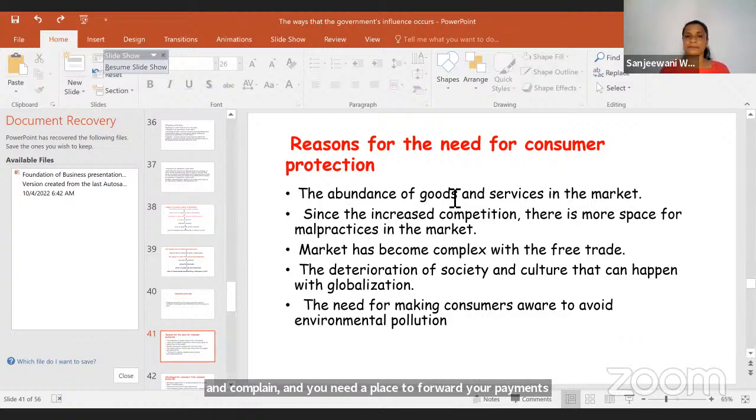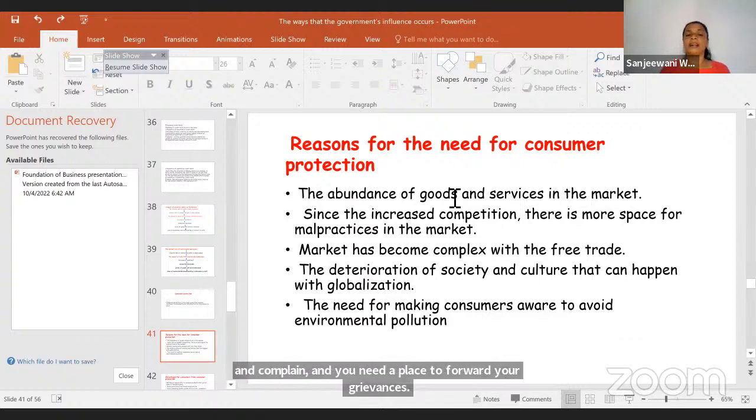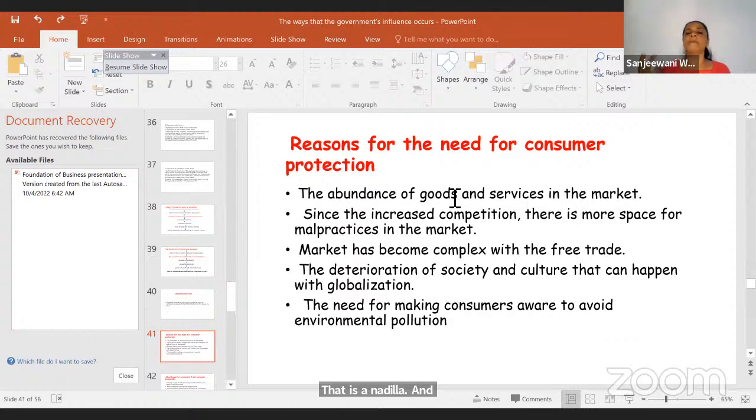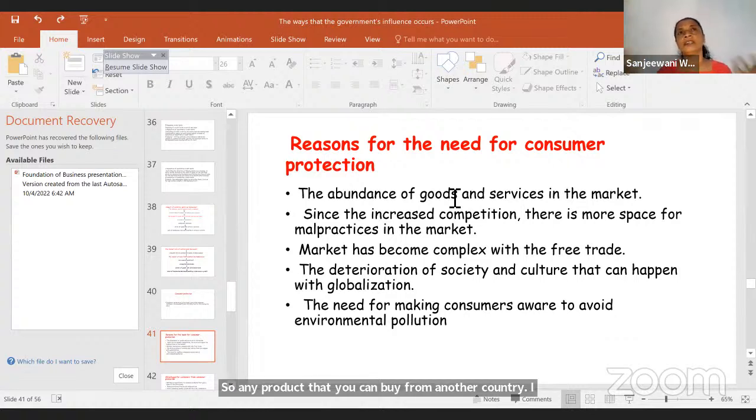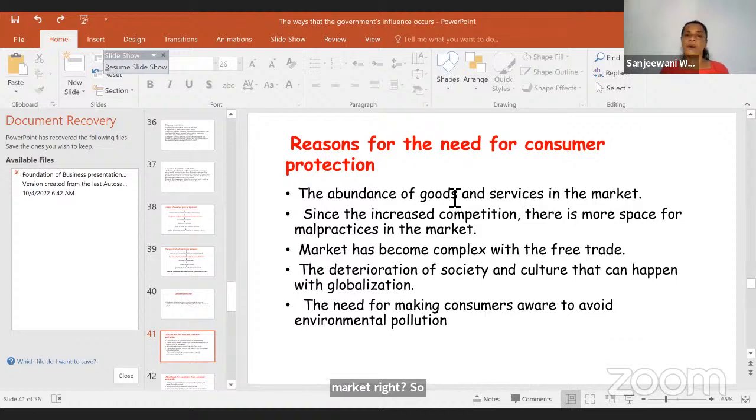That is another one. And the other one: the market has also become complex with free trade. Any product that you can buy from another country, anything that you can sell to another country. Because of the complexity of the market, there should also be consumer protection.